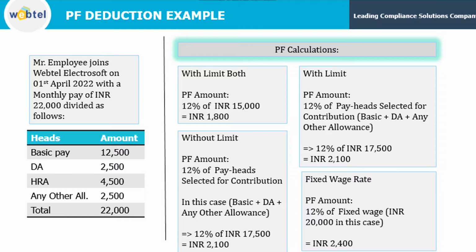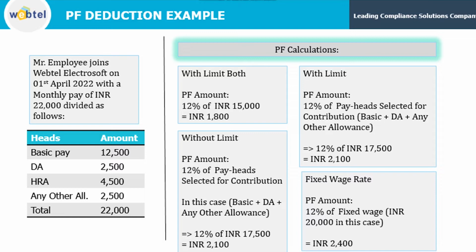Second case is with limit. PF is calculated on selected heads which are assumed to be basic, DA and any other allowance, and the PF is arrived at 2,100. Third case is without limit. Again, PF here is calculated on the selected heads which are assumed to be basic, DA and any other allowance, as this decision lies with the organization, and the PF is arrived at 2,100.